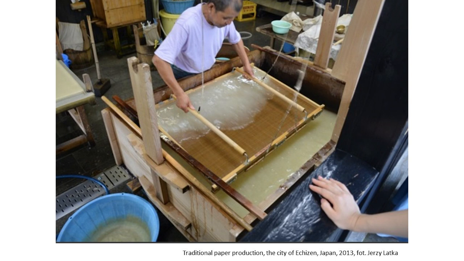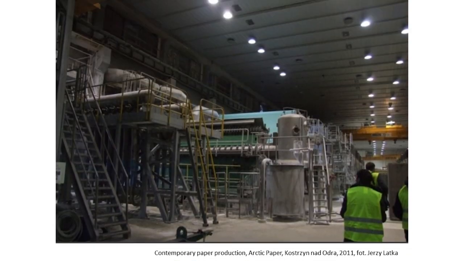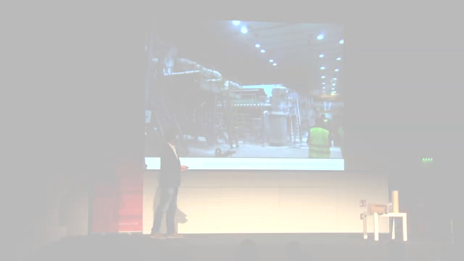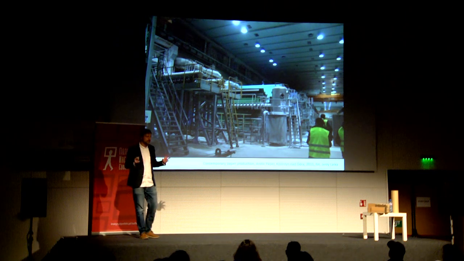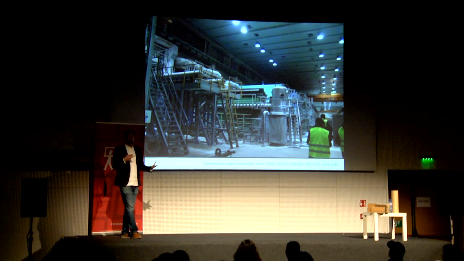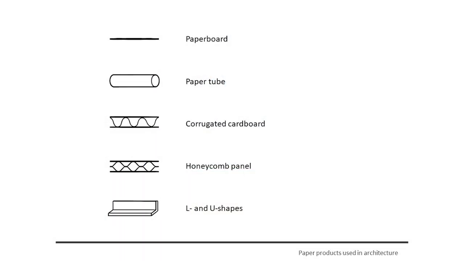However, the contemporary production of paper is a mass production, and there are hundreds of meters per minute produced. That's why paper is so cheap and available everywhere in the world. But what about paper and architecture? How can those two be combined? How do those two cooperate? Well, we can use several products which are available on the market.